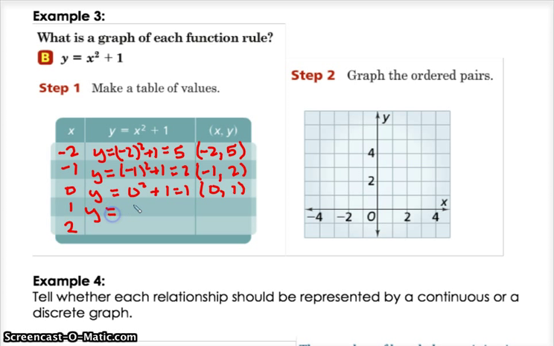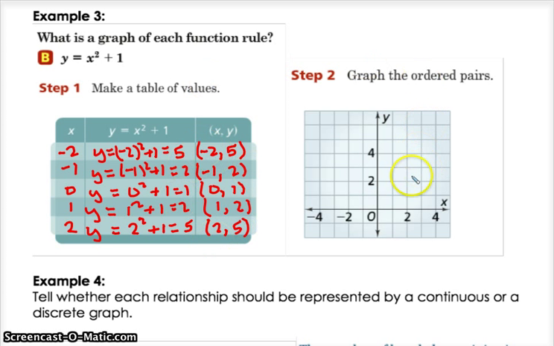If I plug in 1, we're going to see something cool happen. 1 squared plus 1 equals 2. So I end up mirroring what was happening on the negative side. So I get the ordered pair (1, 2). Again, if I plug in 2, I'm going to get the same thing that I did with -2, because when I square a number, it becomes positive. So 2 squared plus 1 is 5. So I get the ordered pair (2, 5).